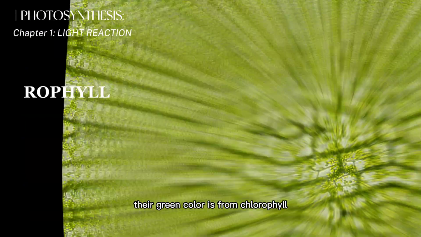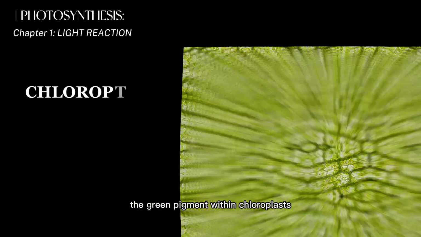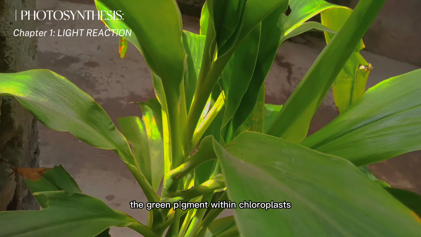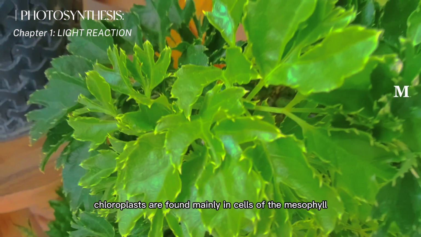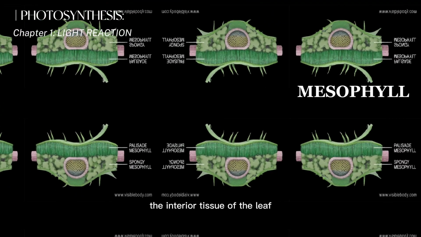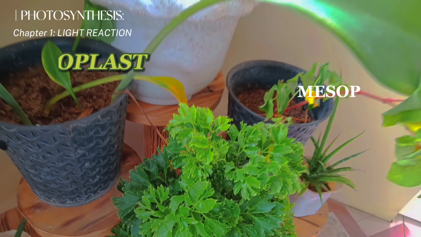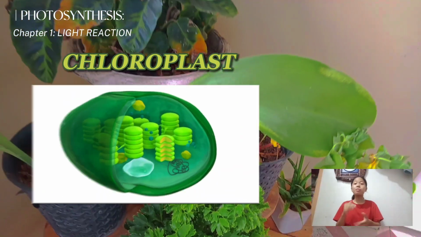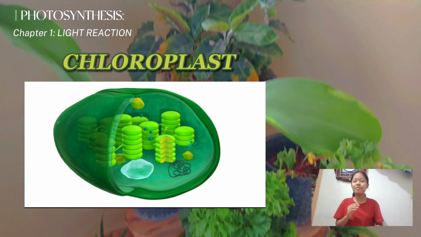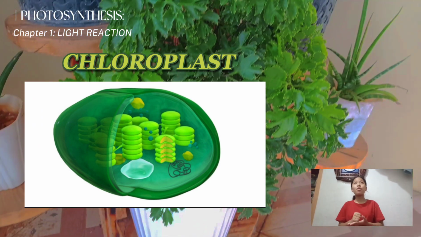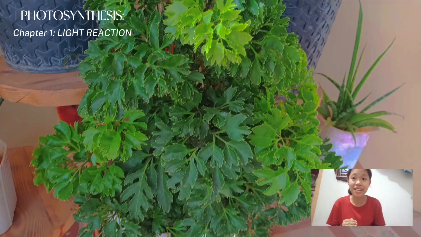Their green color is from chlorophyll, the green pigment within chloroplasts. Chloroplasts are found mainly in cells of the mesophyll, the interior tissue of the leaf. Chloroplasts are structurally similar to, and likely evolved from, photosynthetic bacteria.